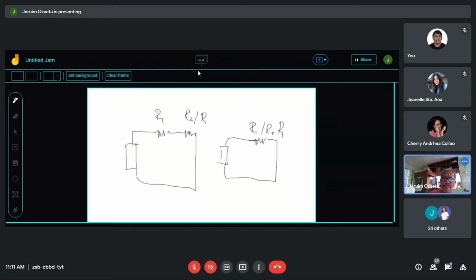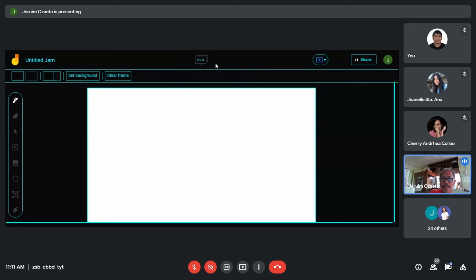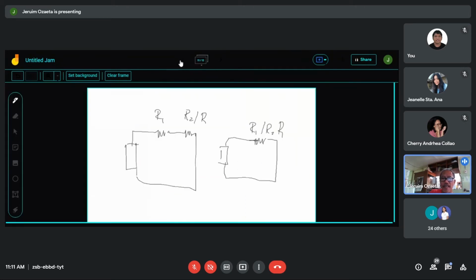So if you take a look at the configuration of the circuit, it just reduces to one single component in the load as the current passes all through it and then goes back to the source. Okay, so this is the source, this is the load.